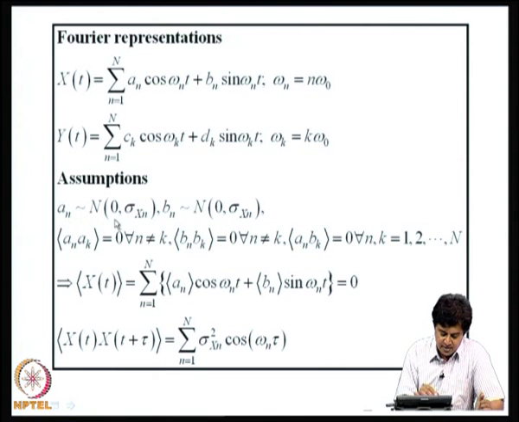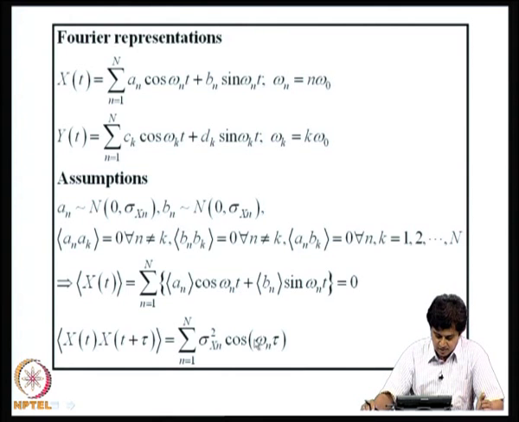That would mean a n is normal, 0 mean and sigma x n standard deviation, b n is similarly 0 mean, sigma x n standard deviation. A n and a k are independent for n not equal to k, b n and b k are independent for n not equal to k, and a n and b k are independent for all n and k. So, x of t as far as a scalar random process is concerned, it has 0 mean and its autocovariance is given by this. So, this is a stationary random process, this we have seen.